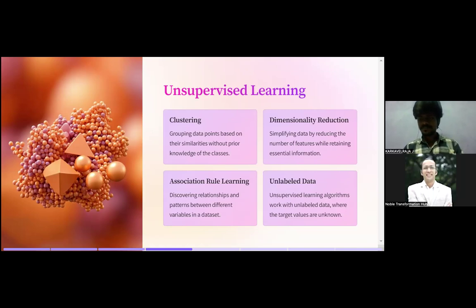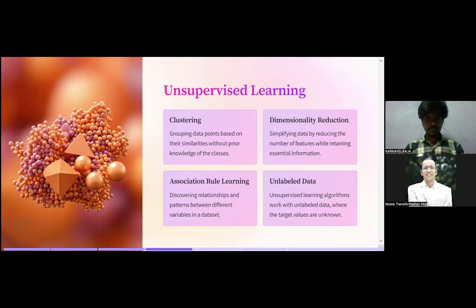So unsupervised learning is where you don't have labeled data, and your output is not defined. So here machine learning will do that kind of thing. It will do clustering, grouping data based on their similarities without prior knowledge of classes. Clustering is what? It's again grouping classes, right? They have given different names, but they are the same. The meaning is the same.